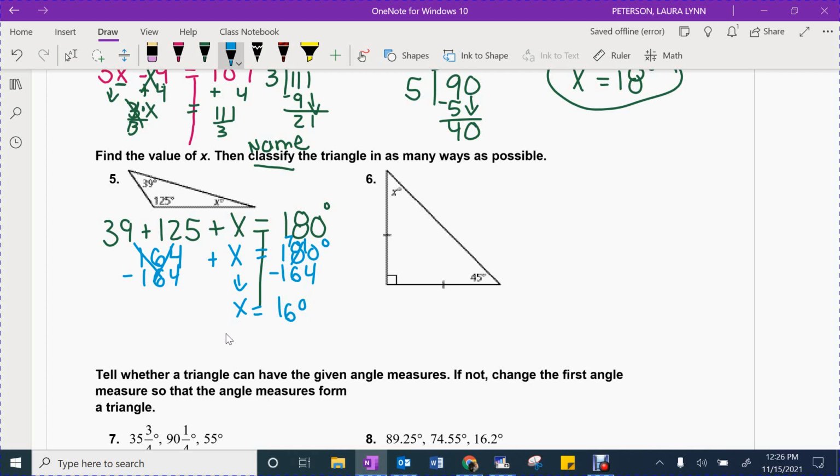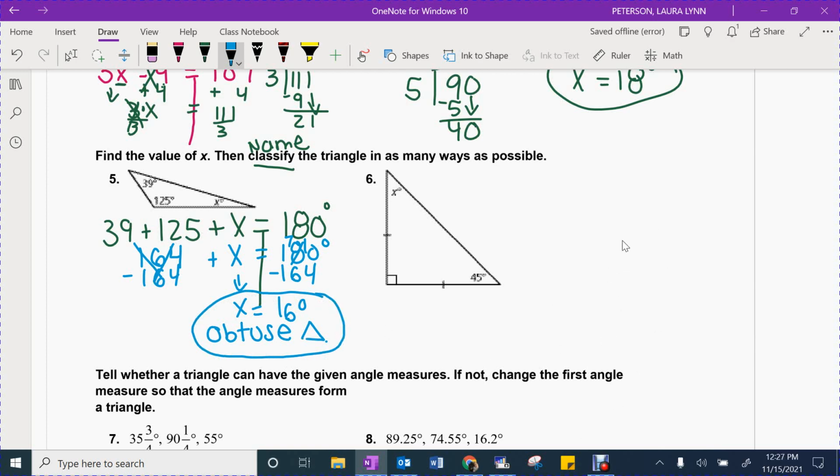But finding my x value is only part of the problem. Now I need to give it a name. Well, what I notice is that I have an obtuse angle. I just need one obtuse angle. Obtuse means something is more than 90 degrees. So I have an angle that's more than 90 degrees. That's 125. So I can call this triangle an obtuse triangle. I'm going to draw the picture of a triangle because I don't feel like writing the word. But that would be its name.